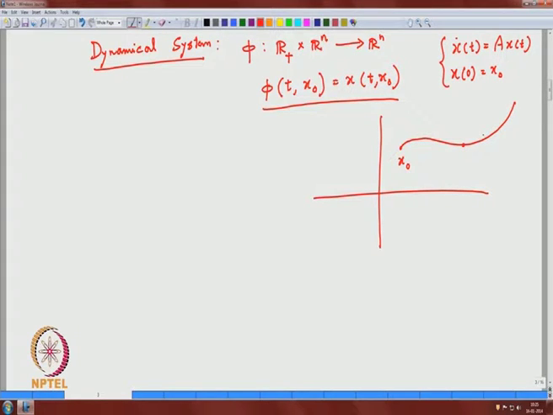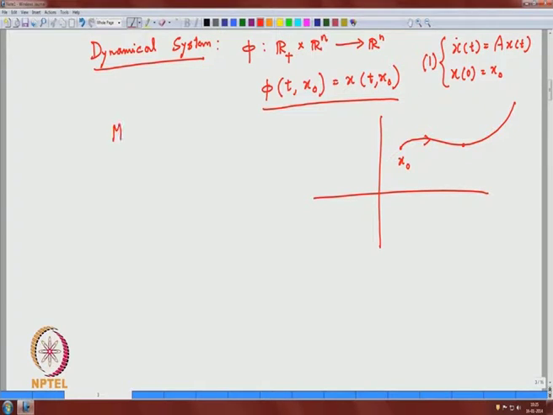So, you can imagine the dynamical system is nothing but the motion of the particle. Once you fix x naught, it is nothing but the motion of the particle along a trajectory, and it gives you the position of the trajectory at time t starting from x naught at time 0 for this particular system, x dot t is equal to a x t with x at 0 equal to x naught. So, in fact, it is the motion of the particle.